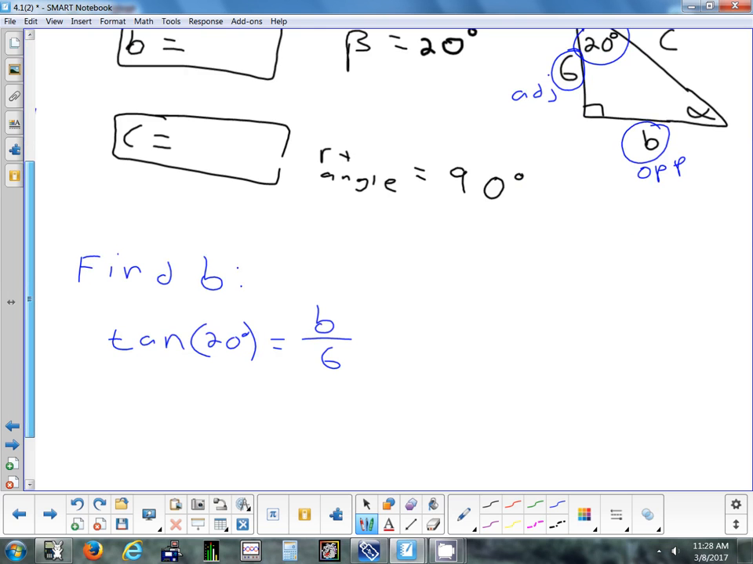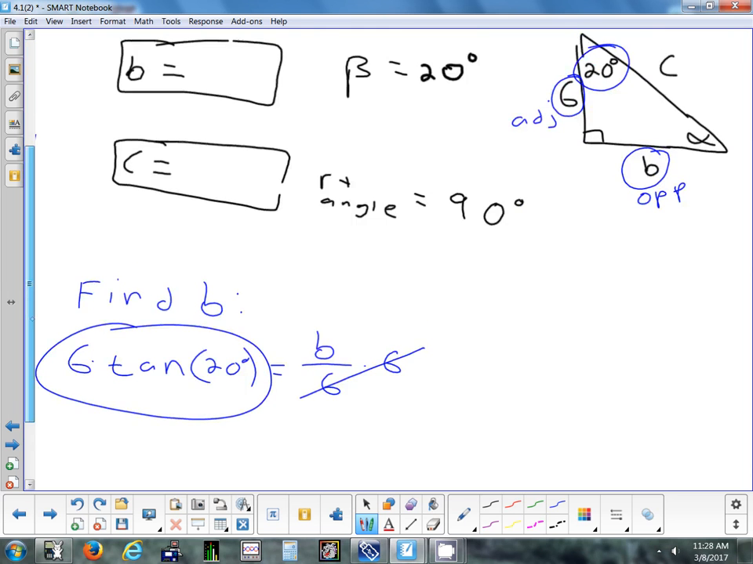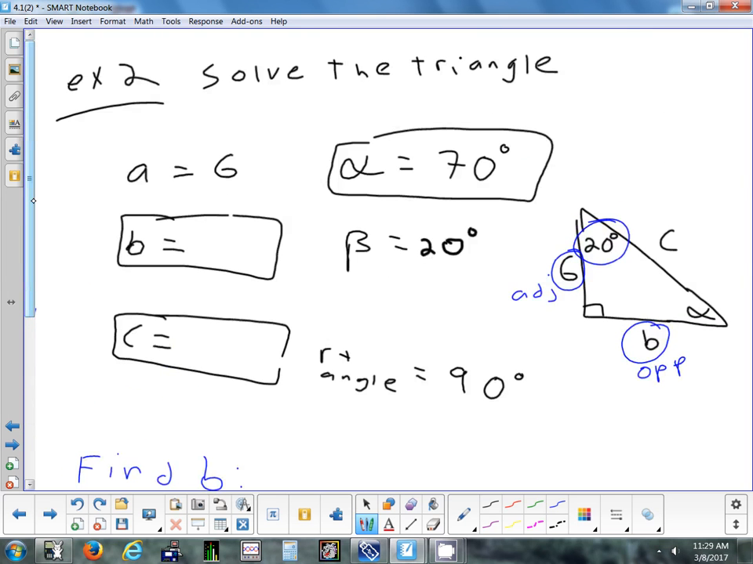Now we're going to get B by itself. So Mercedes, what do I do to get B by itself? Times it by 6. There's your answer for B. Did anybody type that in and get the decimal for it? Yeah, go ahead. 2.183. Okay, so now we've got B.